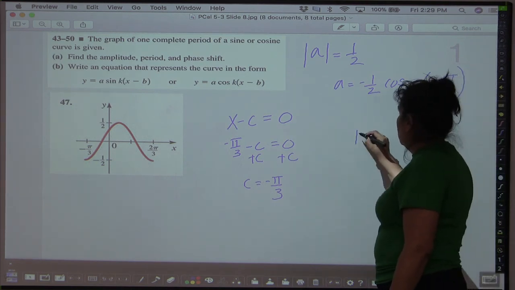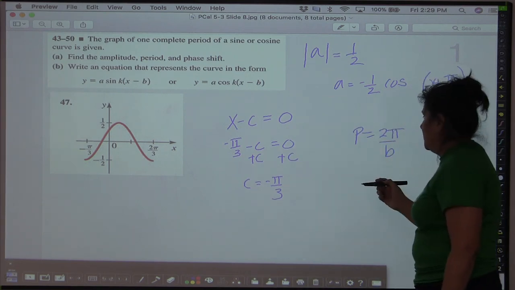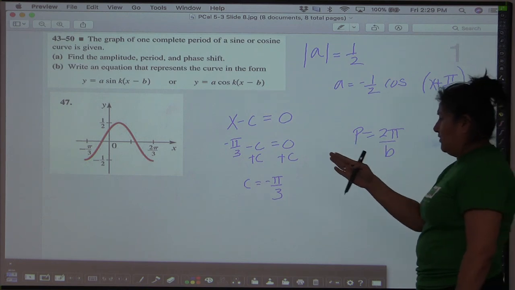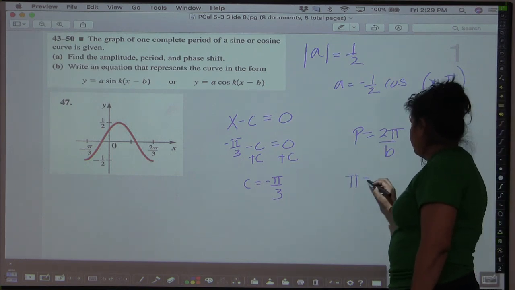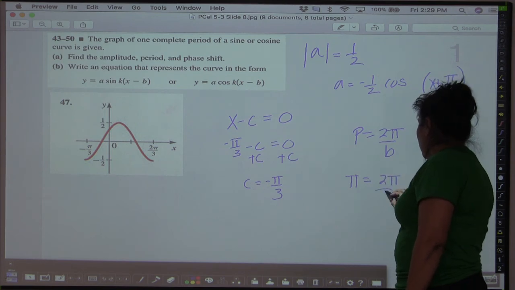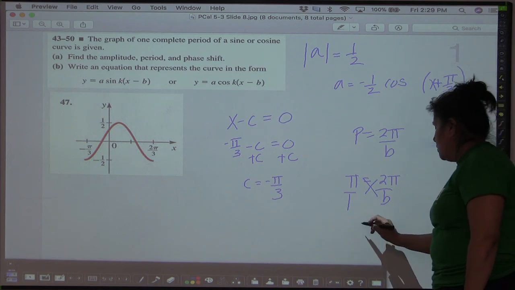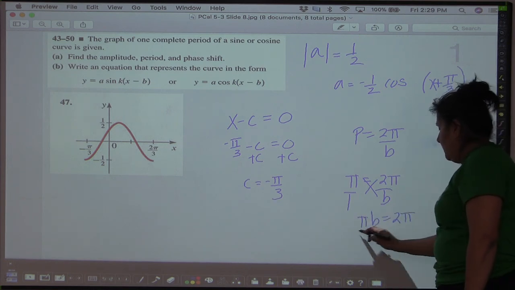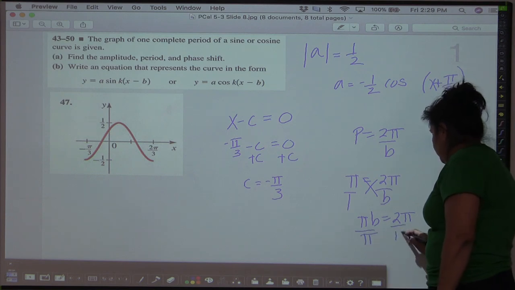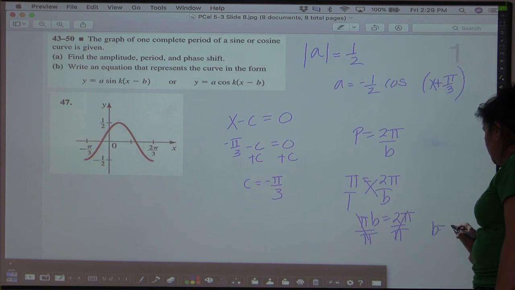So if my period is 2 pi over b, I need to figure out what the b value is. That's what you do. You look at the graph and you find out the period by just looking at it. And so the period is pi. And then I need to figure out what b is. Well, you can just do, again, some quick little algebra here. And you get pi b equals 2 pi times 1, which is 2 pi. And then divide both sides by pi. And the pi's will cancel. And you basically get that b equals 2.